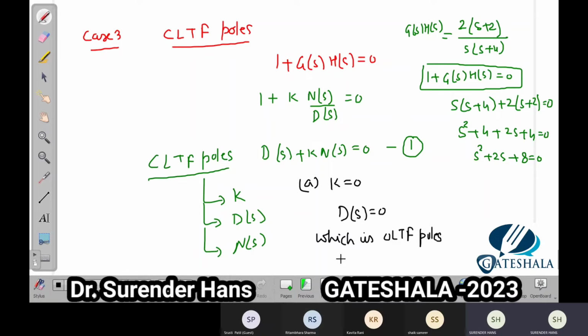Clear? So now this D(s) is equal to 0. What is D(s) is equal to 0? That is the open loop transfer function pole. So can I give one statement here? The closed loop transfer function poles are the same as the open loop transfer function poles for K is equal to 0. So thus my root locus starts from the open loop transfer function poles. Clear? So now I am going to write this statement here.